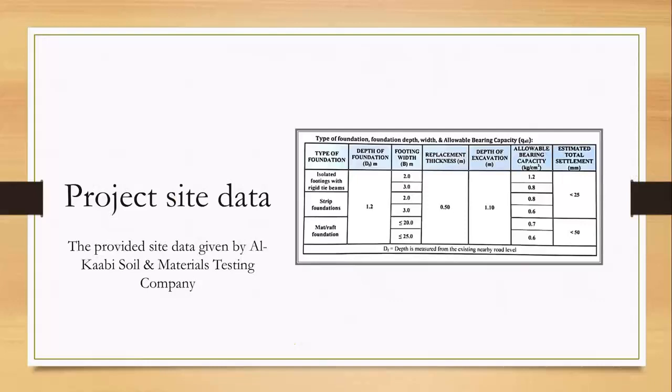Project site data is provided by Al-Ka'bi Soil and Material Testing Company. They propose 3 different types of foundation: isolated footings with rigid tie beams, strip foundation, and mat or raft foundation. Depending on the calculation design of project 2, after knowing how much load we have, we will decide which foundation is best to choose between these foundations.